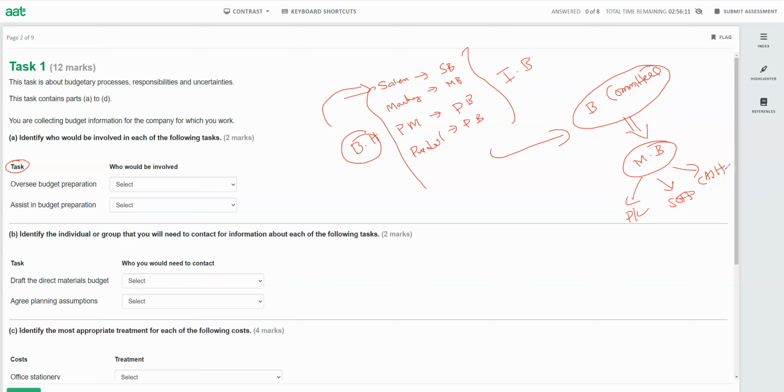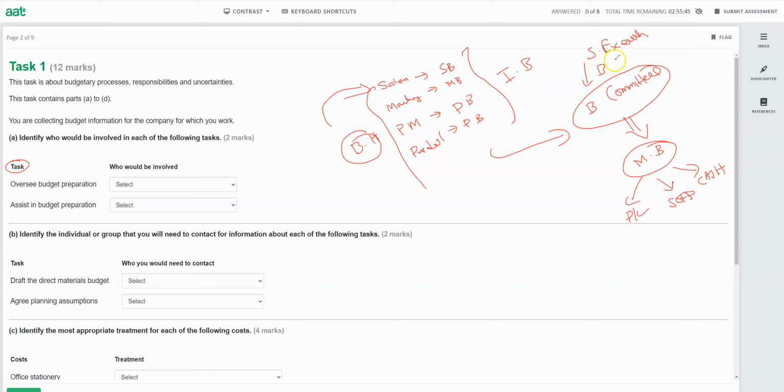Now if the budget committee do not agree with any budget, or if they decline the budget, then the budget holder has to make the correction and give an explanation of why they need this sort of resources. Now, who sits in the budget committee? There are two groups of people. The senior executives, so that means the senior employees of the company, and the budget accountant.